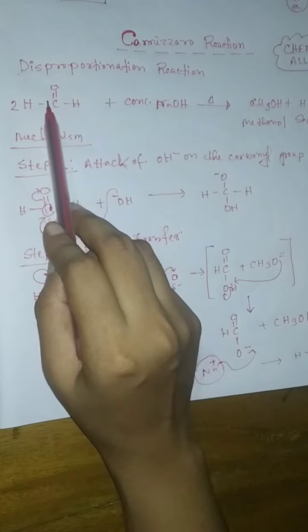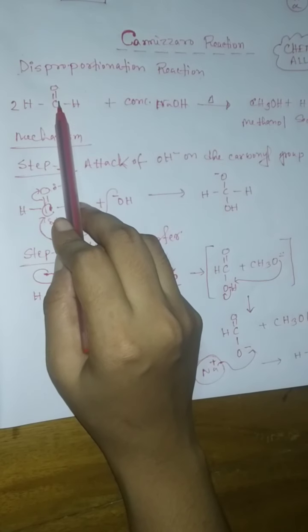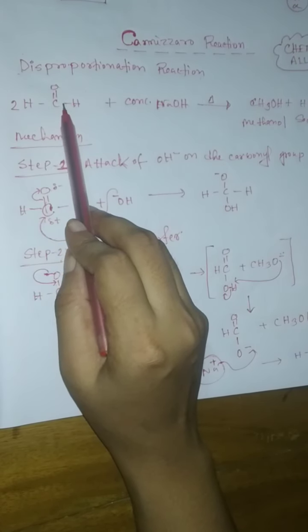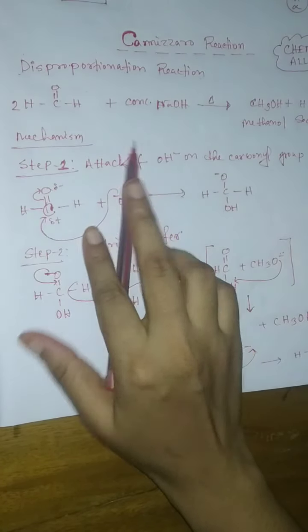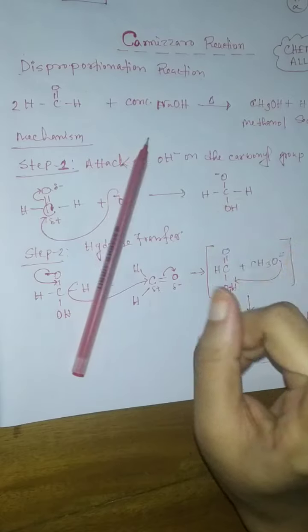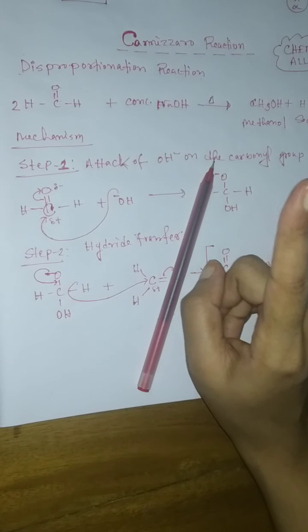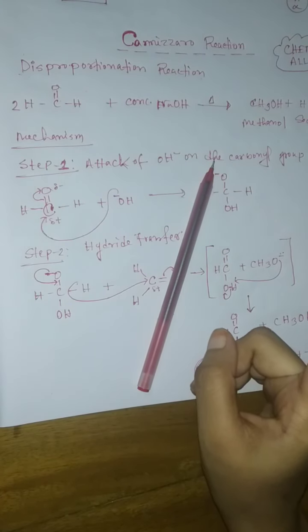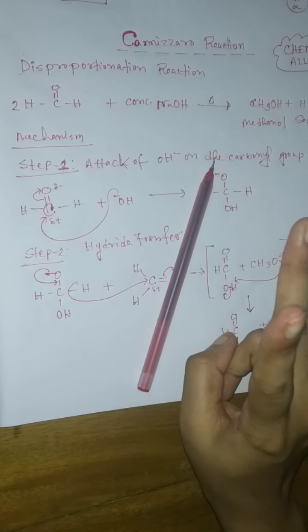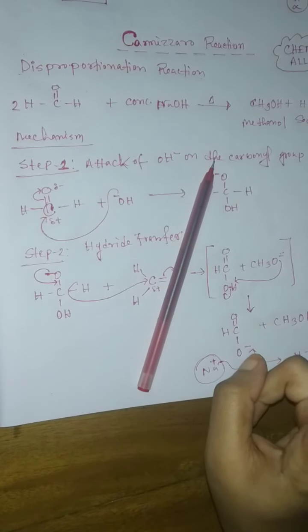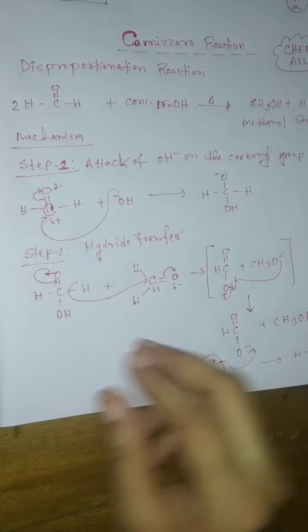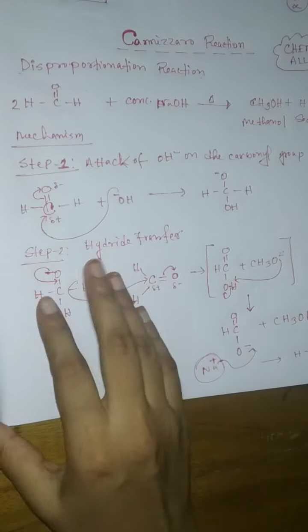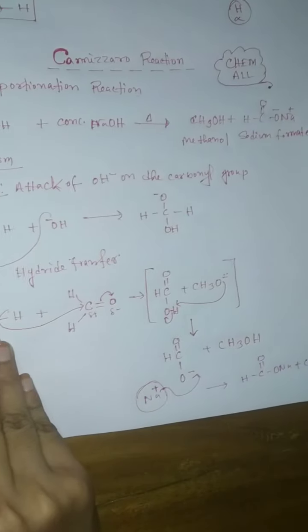The condition is that the formaldehyde or aldehyde should not have any alpha hydrogen. So this is the number one condition: lack of alpha hydrogen, which the aldehyde must have. And number two is the base should be concentrated, and then we heat it, and after that we can get methanol and sodium salt.